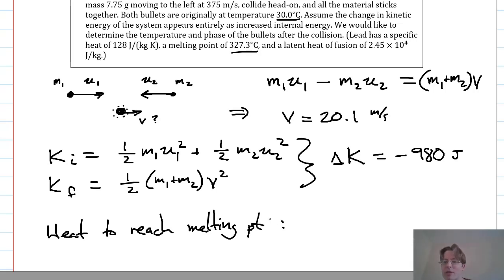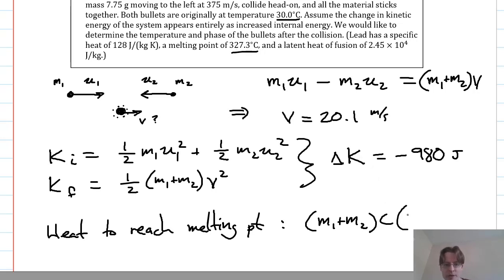That's just an MC delta T. M1 plus 2, because I'm melting both of them. C for lead, MC delta T. The delta T that's needed is 297.3 because I have to go from 30 up to 327.